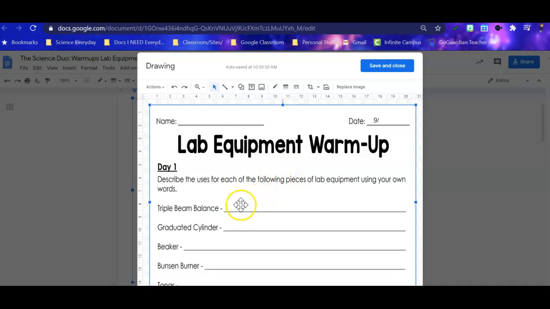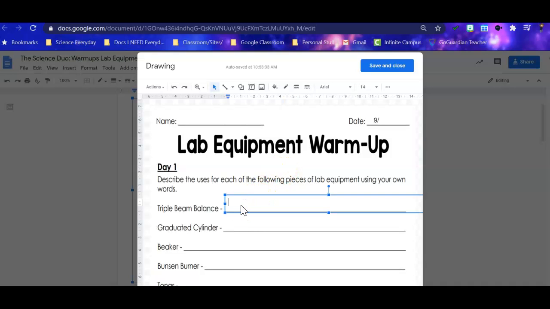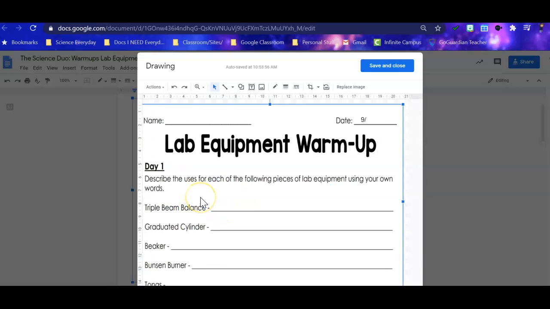All right, so triple beam balance. You have to find it. If you don't know what a triple beam balance is, it might be time to Google some pictures and find out. Look at a Wikipedia site and ask, what is a triple beam balance? Can you copy Wikipedia? No, that's called plagiarism. You cannot copy anything that is not yours. You must put it in your own words.